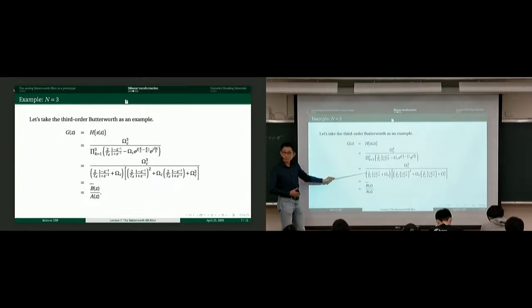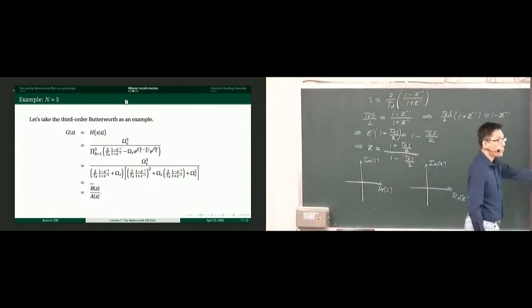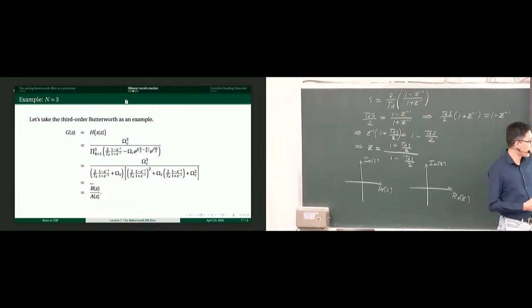So what should we do? We should try to make the bottom a polynomial by multiplying the bottom part with (1 plus z inverse) to the third power. So let's multiply the top and bottom both with (1 plus z inverse) parenthesis to the third power, the cube.